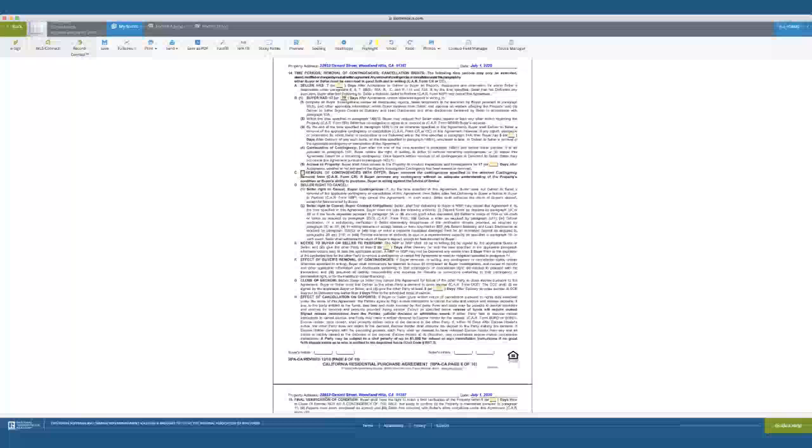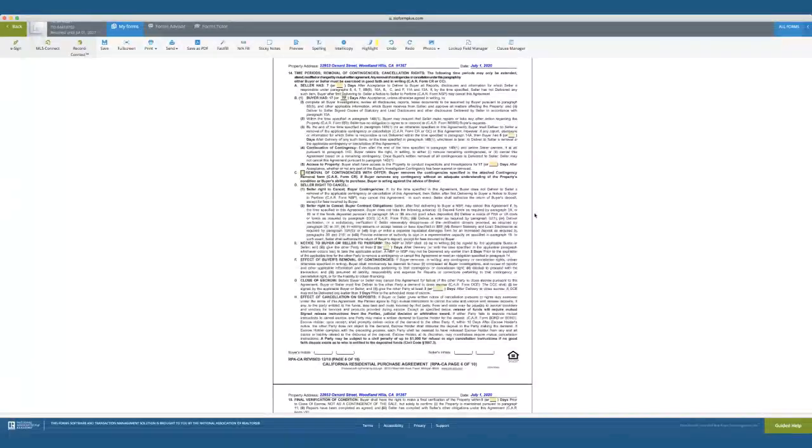So removal contingencies, if the buyer is removing all contingencies at the time the offer is made, that's where you would check this box. But please, we do not advise a buyer to do that.